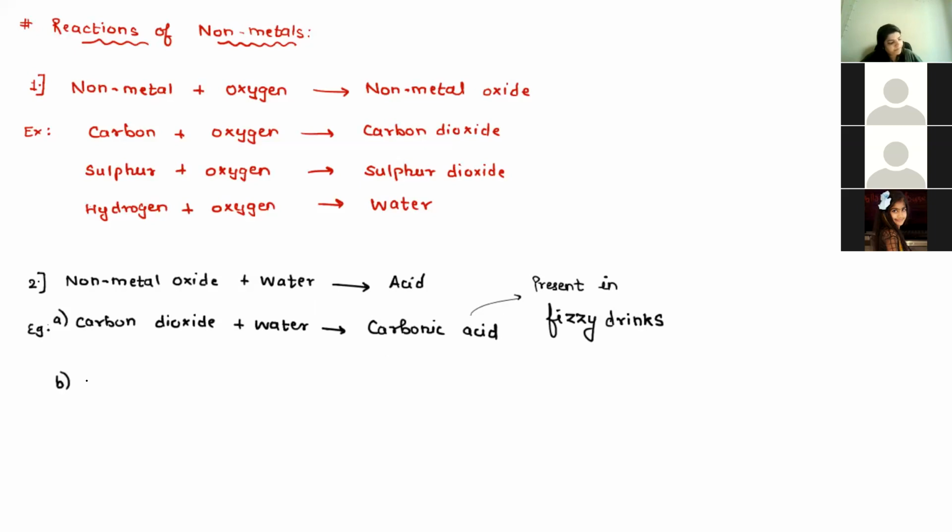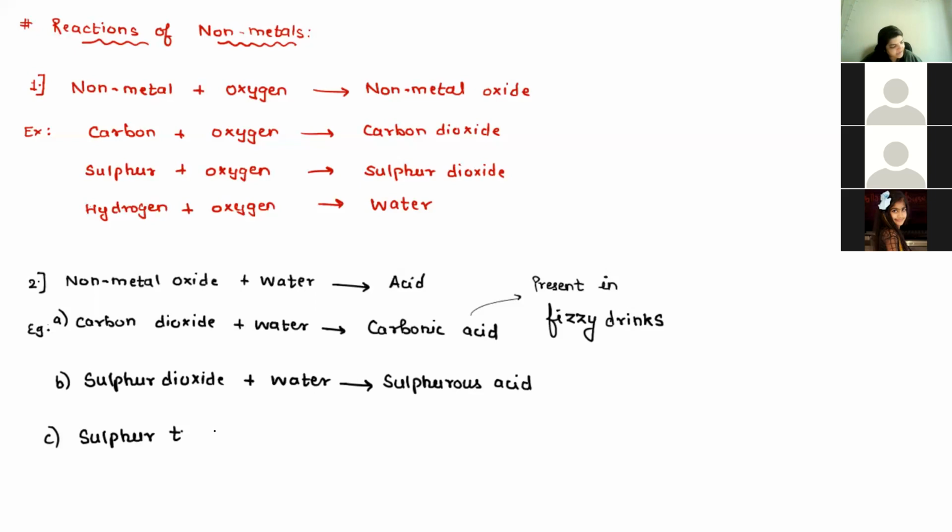B. Sulfur dioxide plus water will give you an acid which is sulfurous acid. Sulfurous acid. And third one, sulfur trioxide plus water will give you sulfuric acid. So please copy down this.